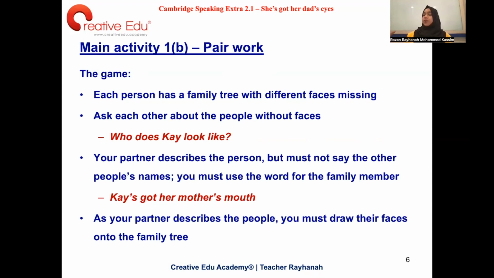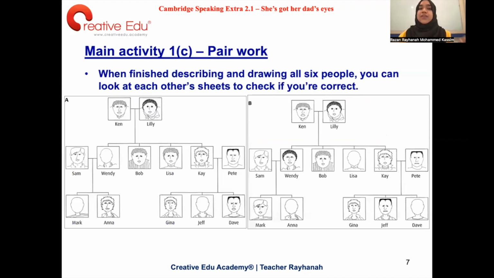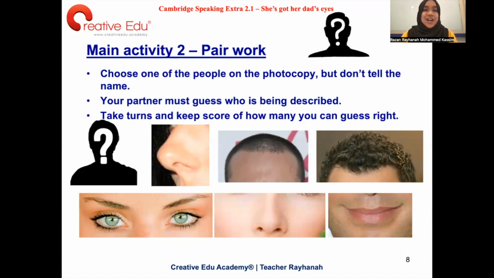As person B describes to me how the person looks, I will draw the face in the empty face. Okay, so I will draw it, and when you have finished with your partner describing and drawing all of the 6 people that are missing, you can look at each other's sheets. All right, good job everyone.